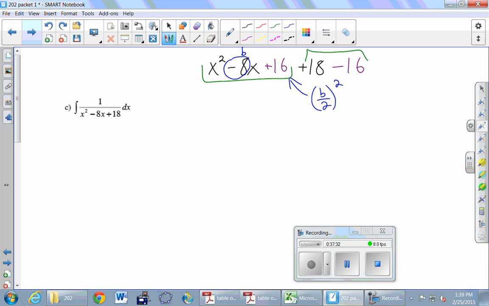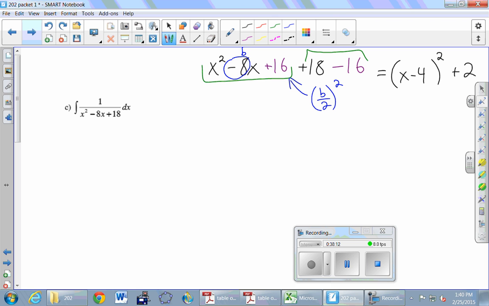If I just look at the first three terms, x squared minus 8x plus 16, that you can factor. So take a moment to factor the first three terms. How does it factor? It's x minus 4 times another x minus 4, which is x minus 4 squared. And then plus 2 is what's left over. And plus 2 is the only number that will work for this guy.